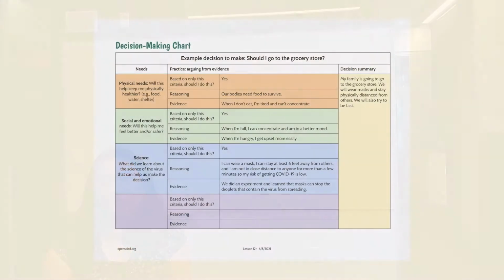In this lesson, you'll use a tool called a decision-making chart to explore more about how you make decisions related to COVID-19. Living through a pandemic has complicated our decisions, so it is helpful to slow down and consider the reasons behind our decisions. We'll use a decision-making chart to evaluate the pieces of the decision, including what you've learned about the science of the virus and your own contexts and values.